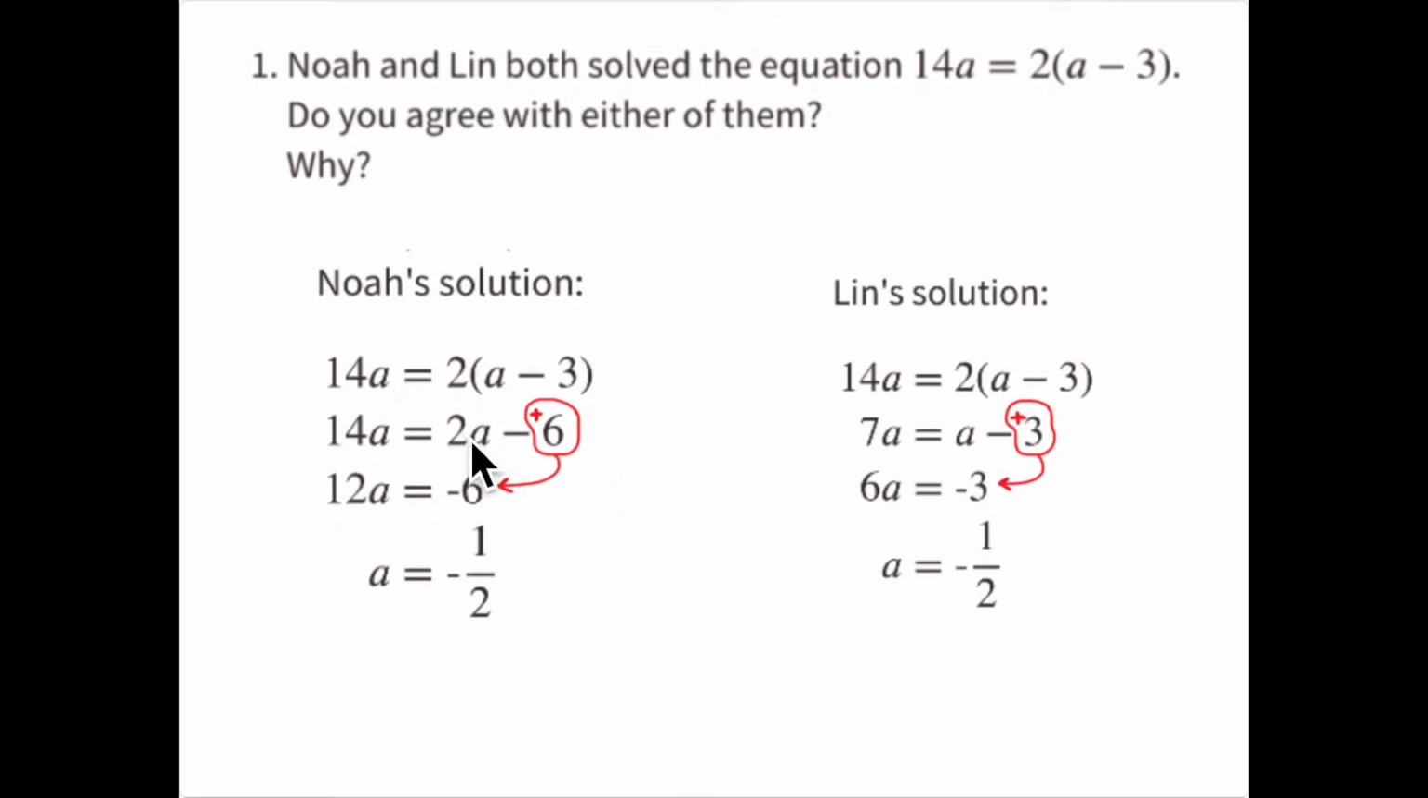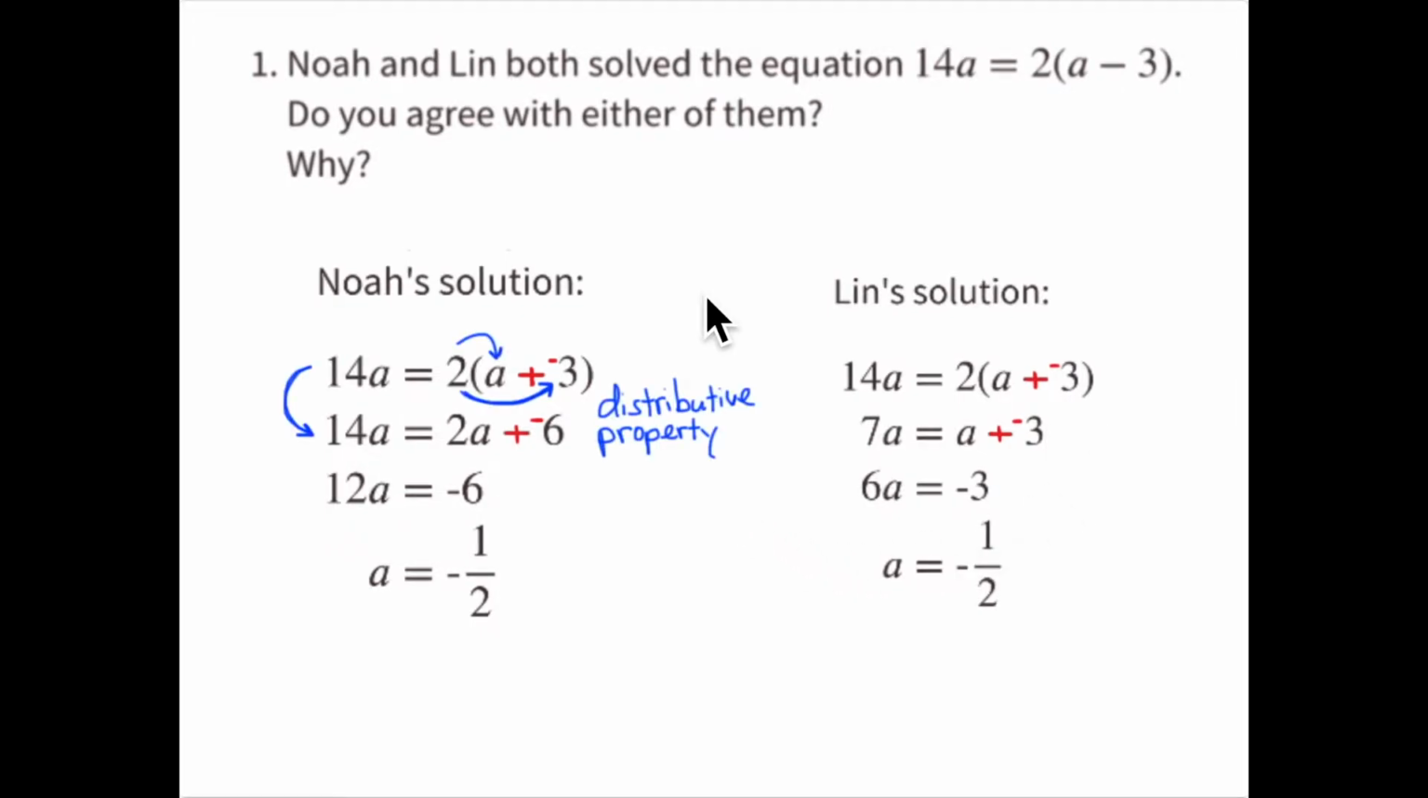Because you get rid of this term, you're left with -6, and you get rid of this term, this A here, you're left with -3. It just makes, for me, life easier. So once again, I'm using the inverse operation and the additive inverse.